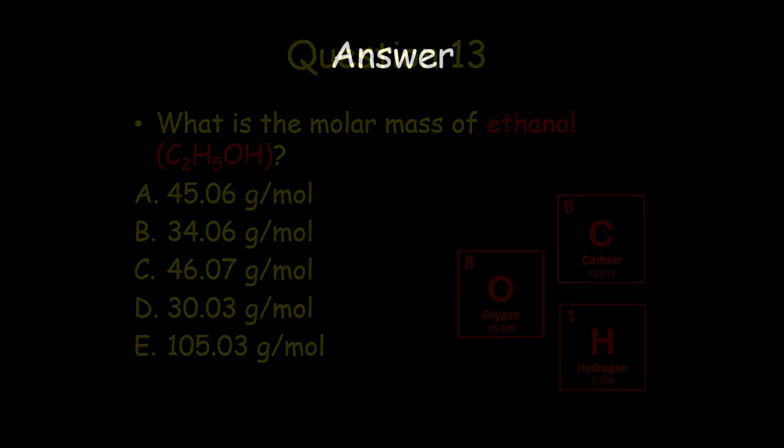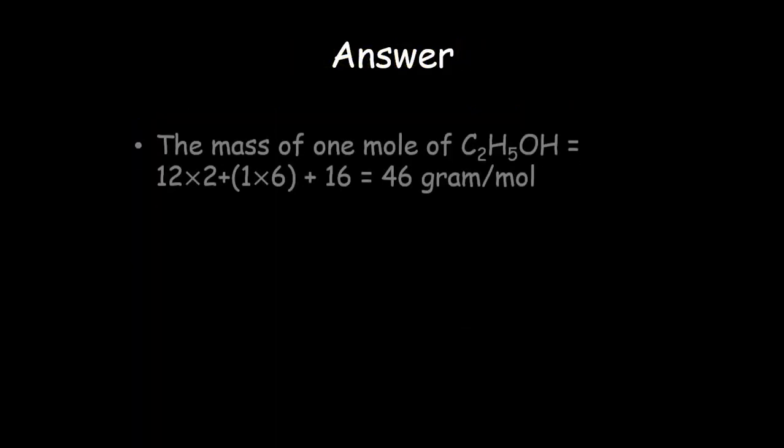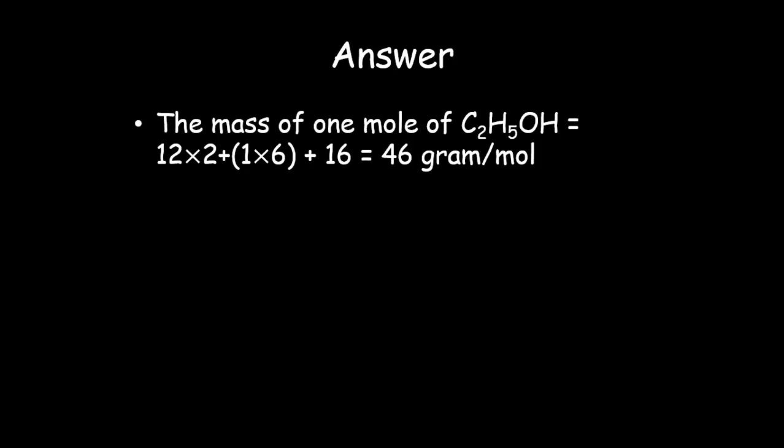Okay. The answer. The mass of 1 mole of C2H5OH, ethanol, equals 12 times 2 plus 1 times 6 plus 16, equals 46 gram per mole. So the answer is C.